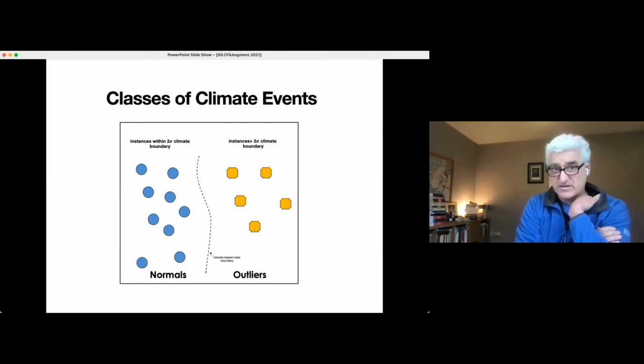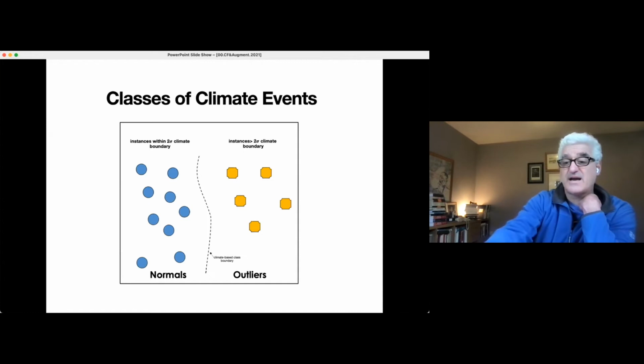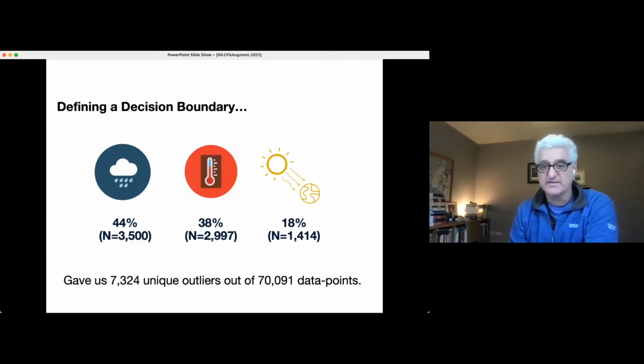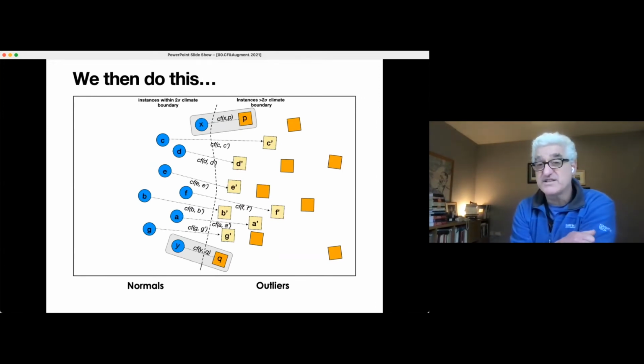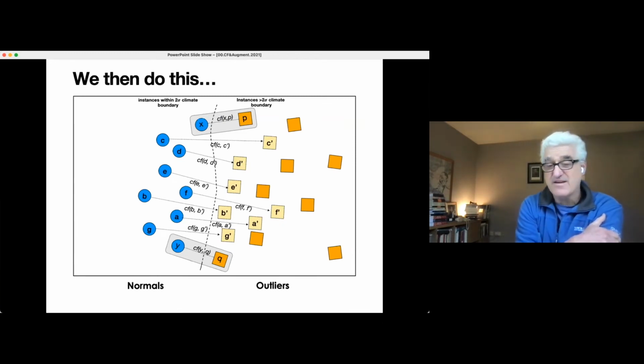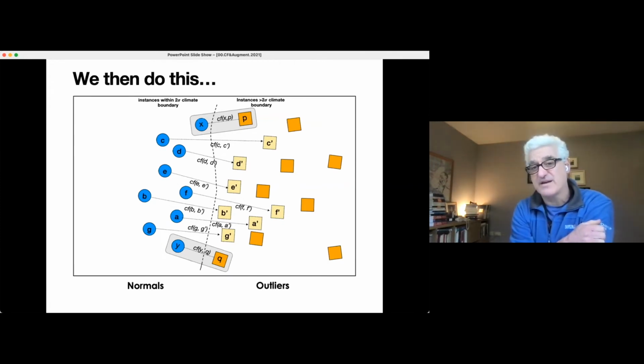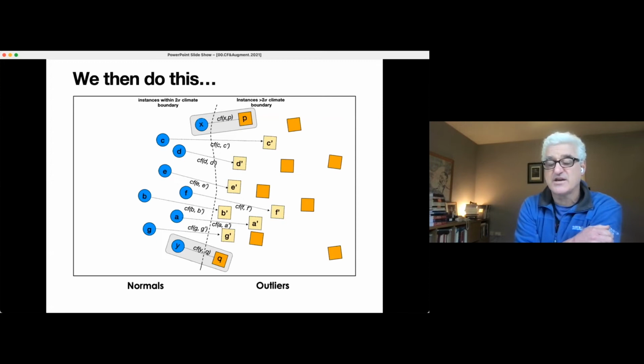So pictorially, we have a situation that looks something like this. We have a class of normals, a class of outliers, and a decision boundary between them, and we've separated them using the statistical measure of the standard deviations. Now, when we did this to the 70,000 or so data points we had, we ended up with a whole bunch of outliers, some around rain, some around temperature, and other ones around solar radiation. And essentially what we're trying to do here, if you go back to our early pictures, is take something like this. The blue ones are the normals, the outliers are the orange boxes. And what we're going to do is apply our counterfactual method to all of the residual data points that are not part of native counterfactuals, and generate a whole bunch of artificial data points in the outlier space.